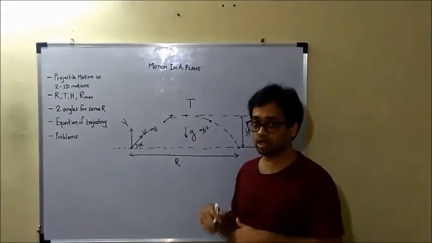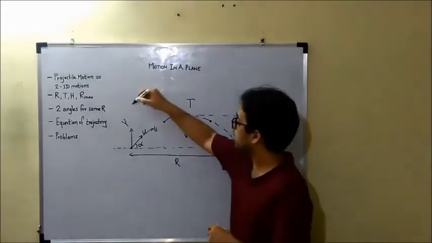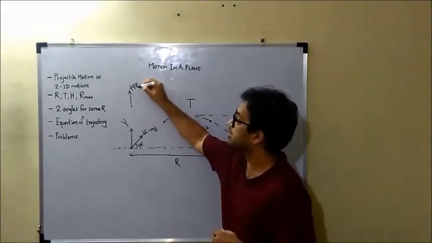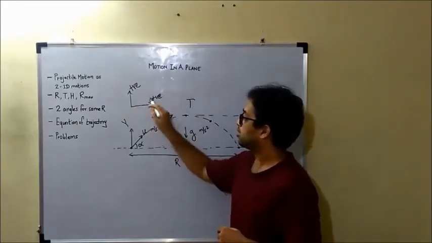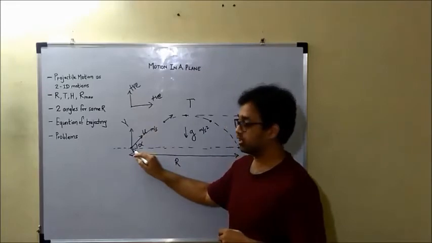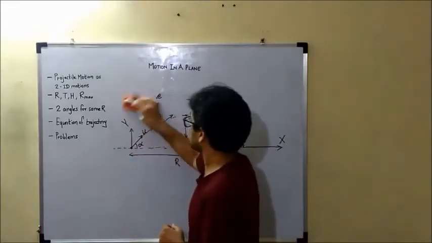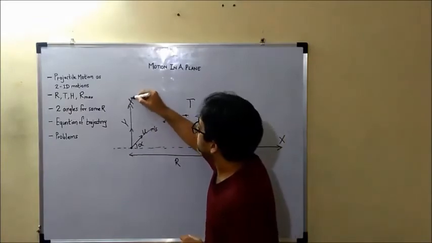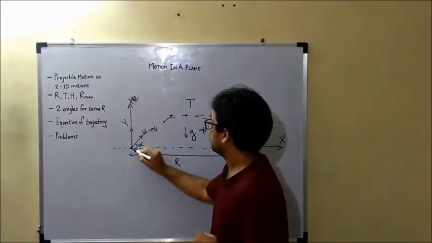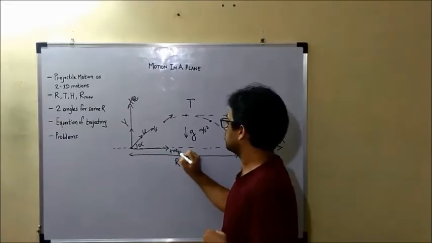is g or other minus g if you assume upward as positive. So let us also give sign conventions. Upward positive, rightward positive. And the origin is at this point. So let me in fact give the sign conventions at the same point just to avoid a confusion. So your upward is positive and your rightward is positive.